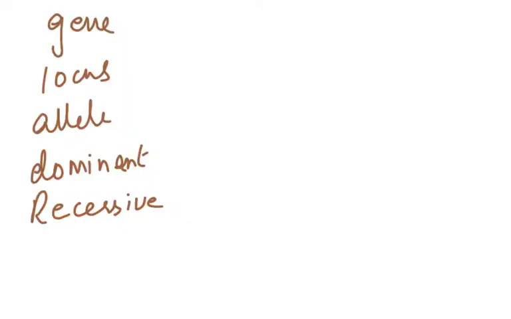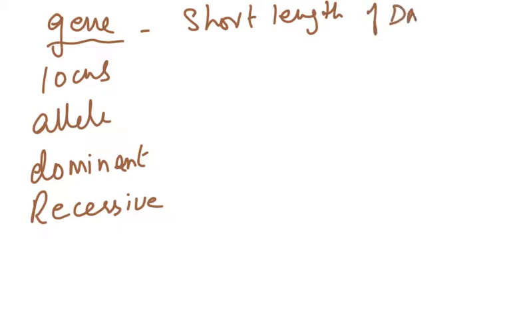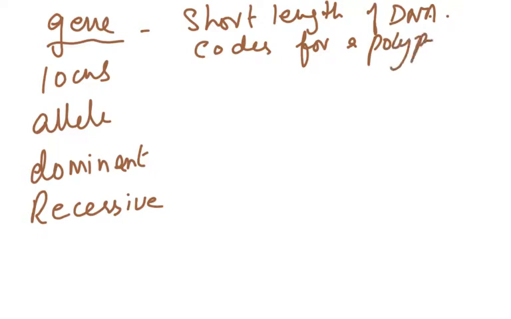Now let's look at some definitions, which is of course part of 16.2a. The first one is gene. What is a gene? A gene is a short length of DNA. It is a short length of the chromosome. So a chromosome will have many genes on it. A short length of DNA which codes for a polypeptide, or you can say a protein. But it also, number one, codes for a polypeptide, and secondly codes for a nucleic acid.